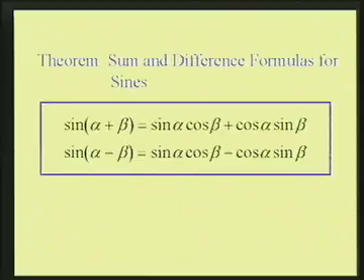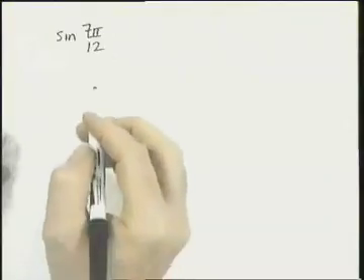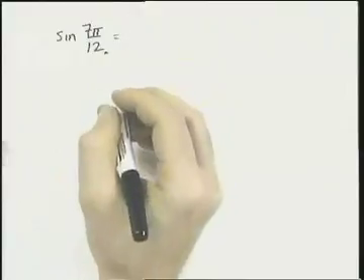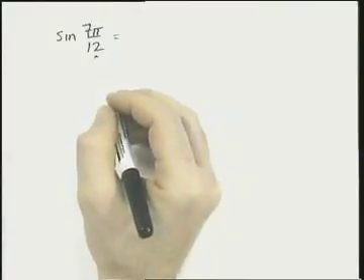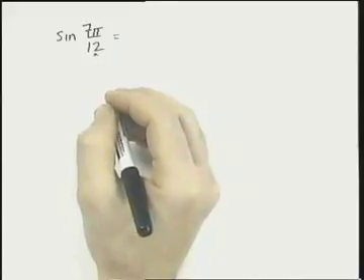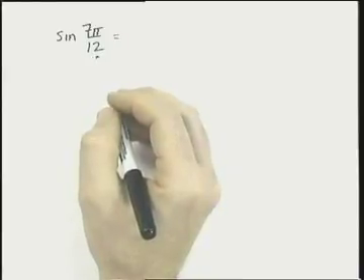Let's look at an example. So we're going to compute the sine of 7 pi over 12 as an example. What we need to do is think of two angles such that when I add or subtract them, I get 7 pi over 12. The angles that I want to add or subtract should be angles whose exact values of the trig functions I know.